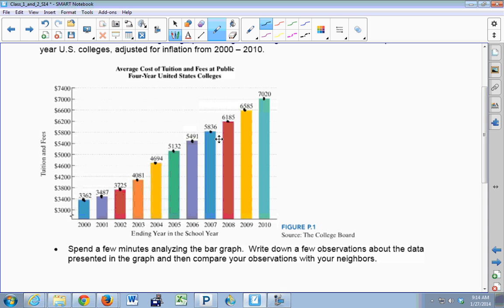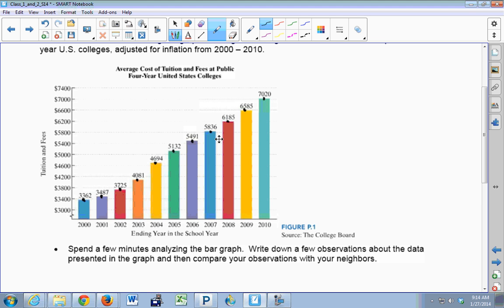And so anytime you ever create a graph for a project or any kind of, well, actually a lot of your projects will have graphs in them, but notice it has a title. You know what each axis is talking about. This says ending year in the school year. Okay, whatever that means. That's kind of weird, but I'll tell you what that means in a minute when we define the variable. Tuition and fees.